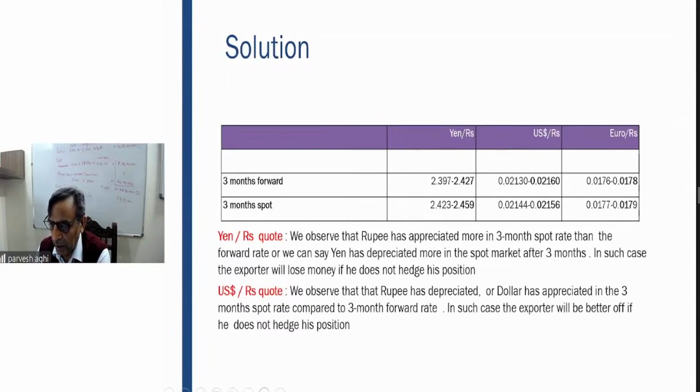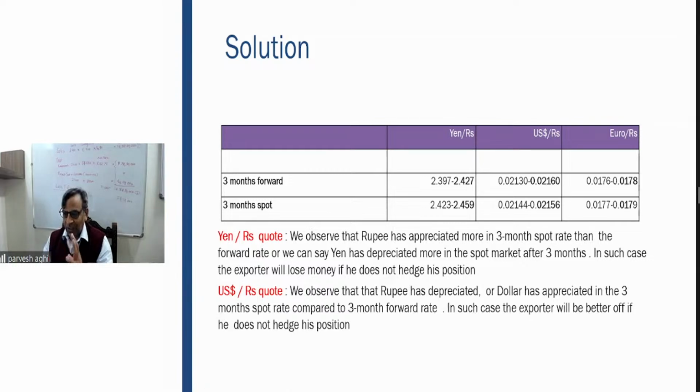Now, look at this rate. It was 2.60 and now it is 2.156. So we observe that rupee has depreciated and dollar has appreciated in the 3 months spot rate. In such a case, the exporter will be better off if he does not hedge his position.